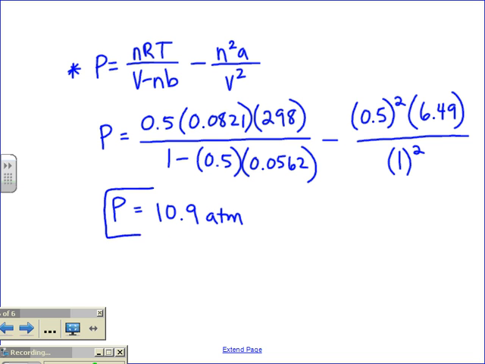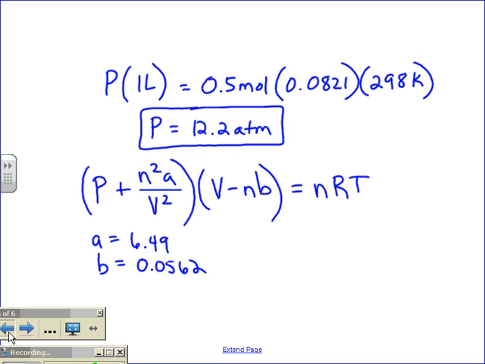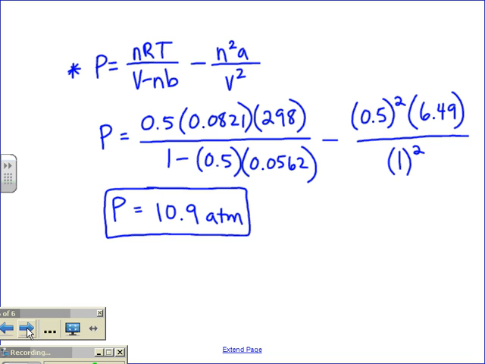So notice the difference between the two. We have 10.9 atm versus what we solved for with the ideal gas law, which is 12.2 atm. So there is a difference, and intermolecular attractions do make a difference on the amount of force or pressure that molecules are exerting on a container. That's what the van der Waals equation does: it allows you to see how a real gas is behaving under different conditions. You cannot use the van der Waals equation if A and B aren't given.